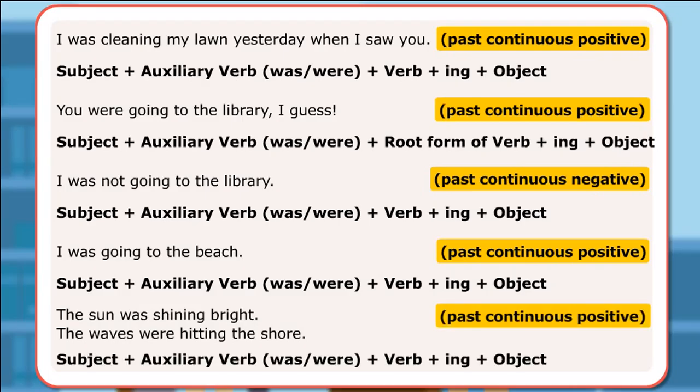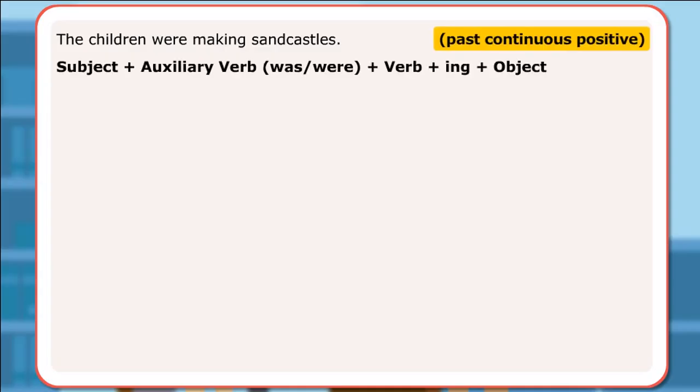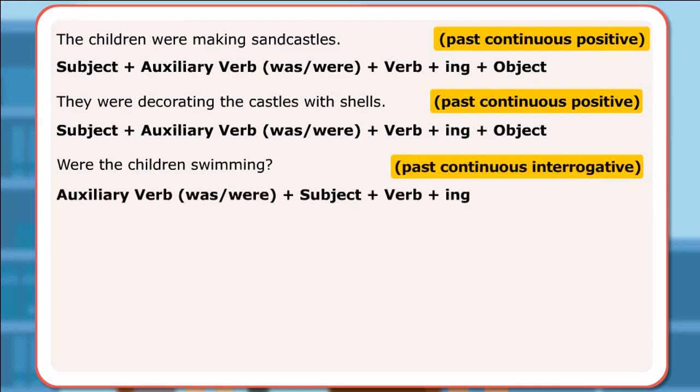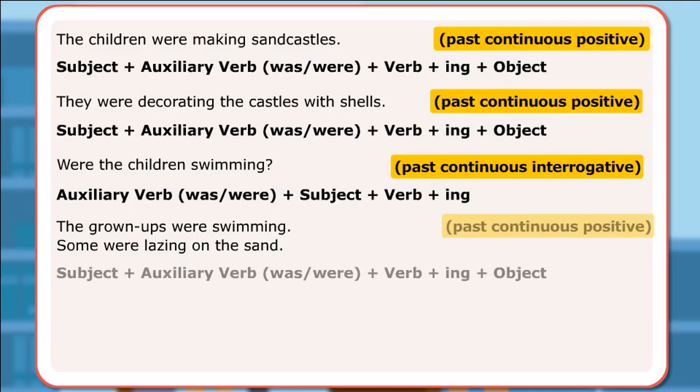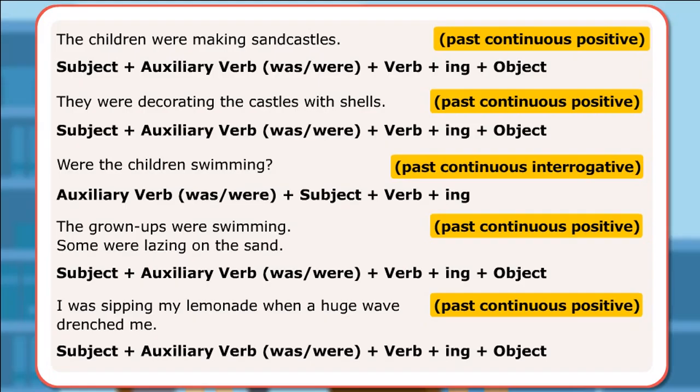Past continuous positive. The children were making sand castles. Past continuous positive. They were decorating the castles with shells. Past continuous interrogative. Were the children swimming? Past continuous positive. The grown-ups were swimming. Some were lazing on the sand. Past continuous positive. I was sipping my lemonade when a huge wave drenched me. Past continuous positive.